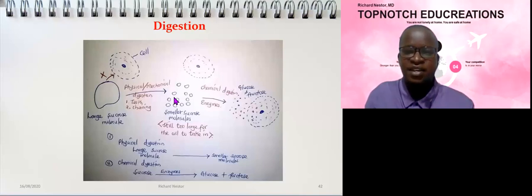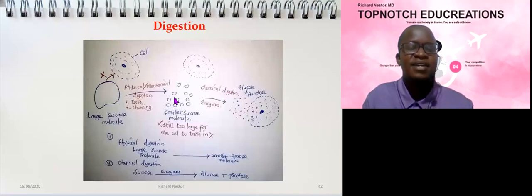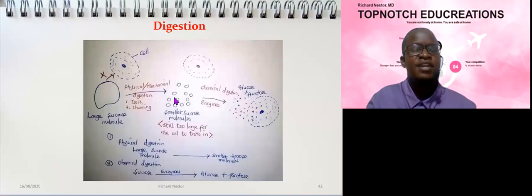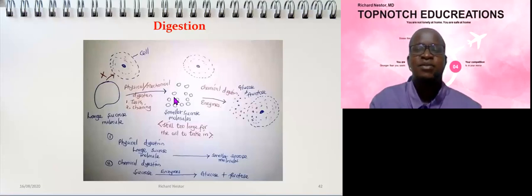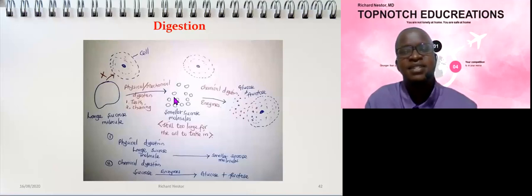When you take in a lump sum piece of ugali and you break it down by the grinding action of the teeth, however much you break it down, ugali is largely made up of starch. However much you break it down by the grinding action of the teeth, you still just get smaller molecules of starch. So that is physical or mechanical digestion.